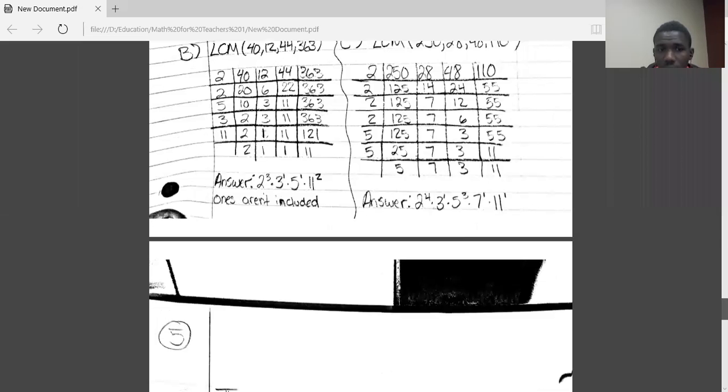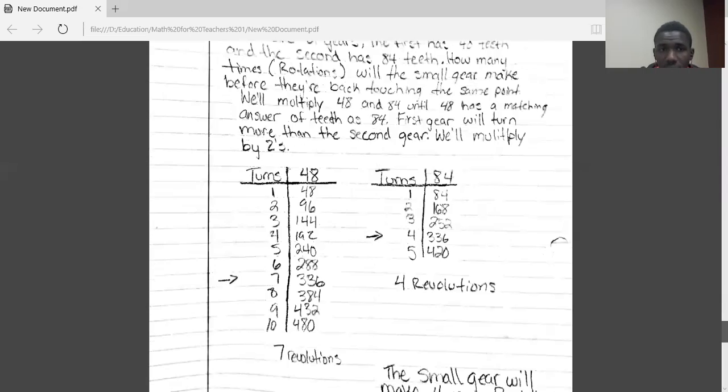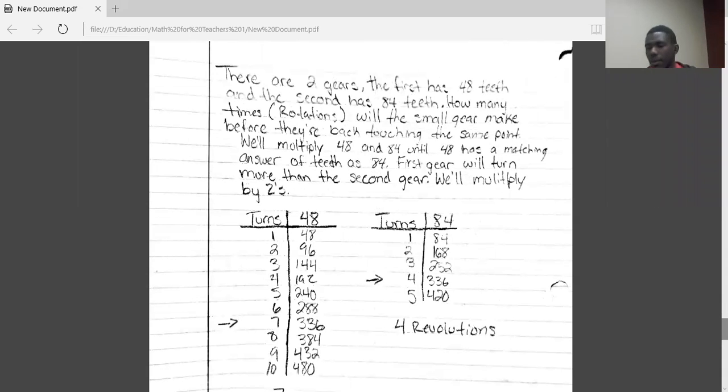Now, let's move down to number 5. Number 5, we have 2 gears here, okay? One has 48 teeth. The other has 84 teeth. Now, all we want to do here is find out how many more times the smaller gear needs to turn to get back to where it started, on the gear that has 48 teeth, okay?